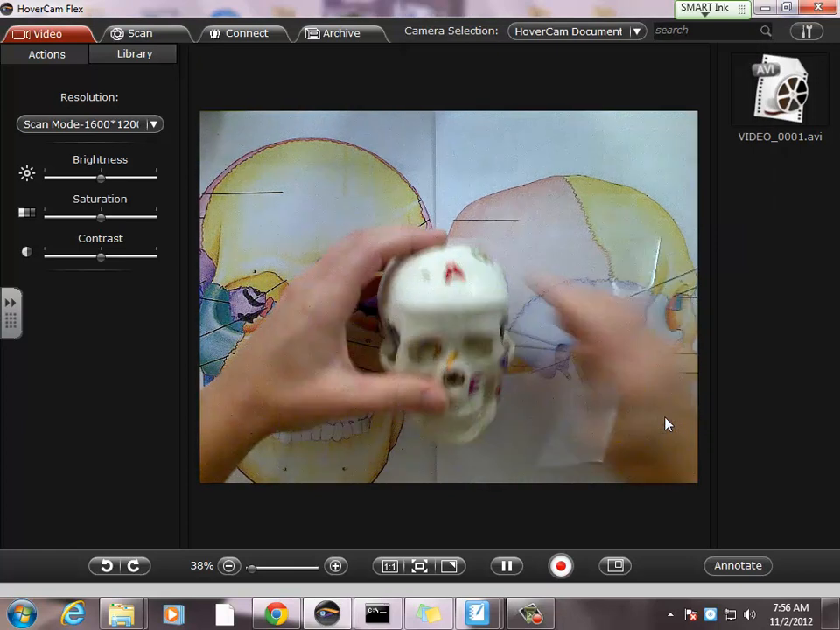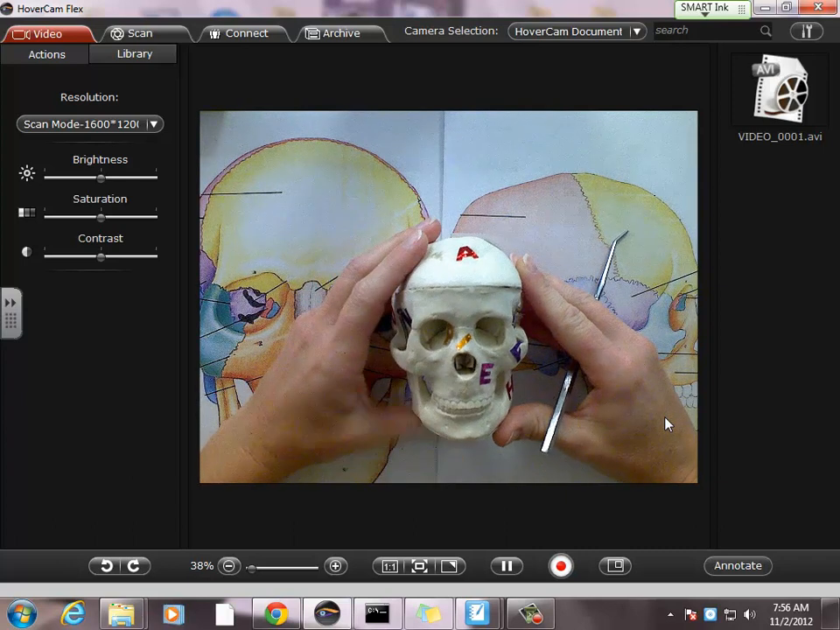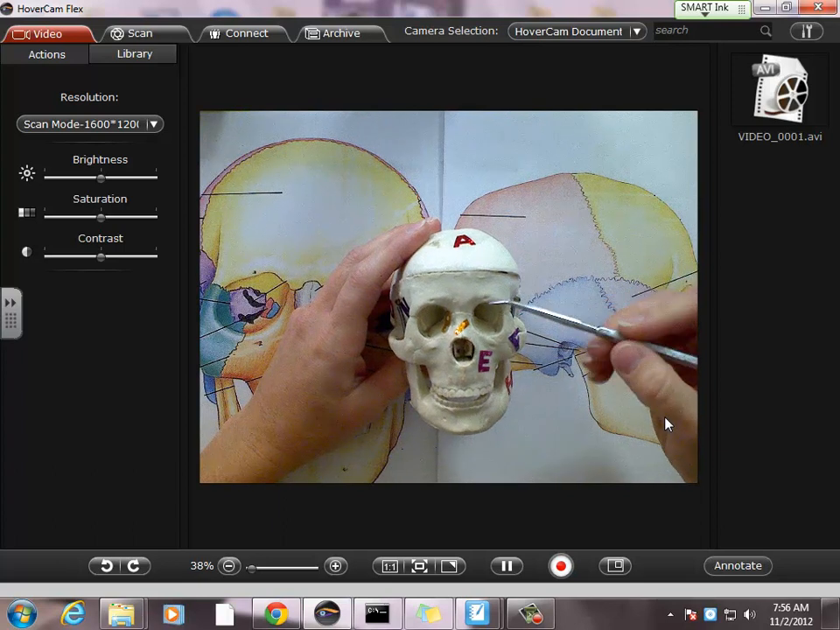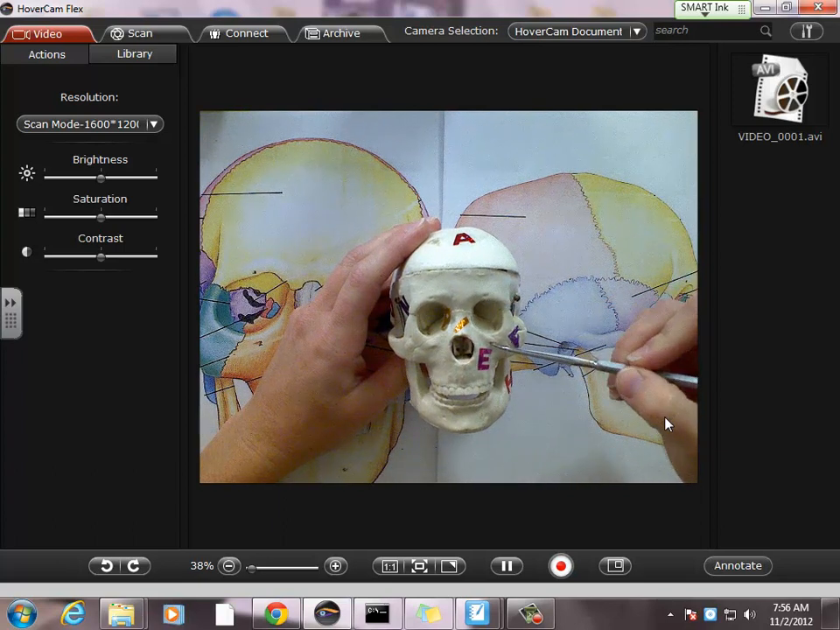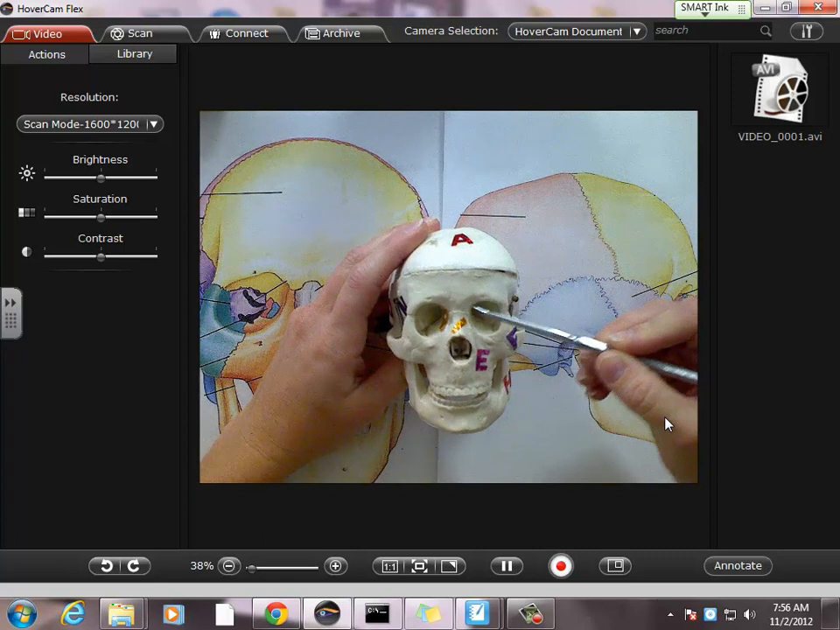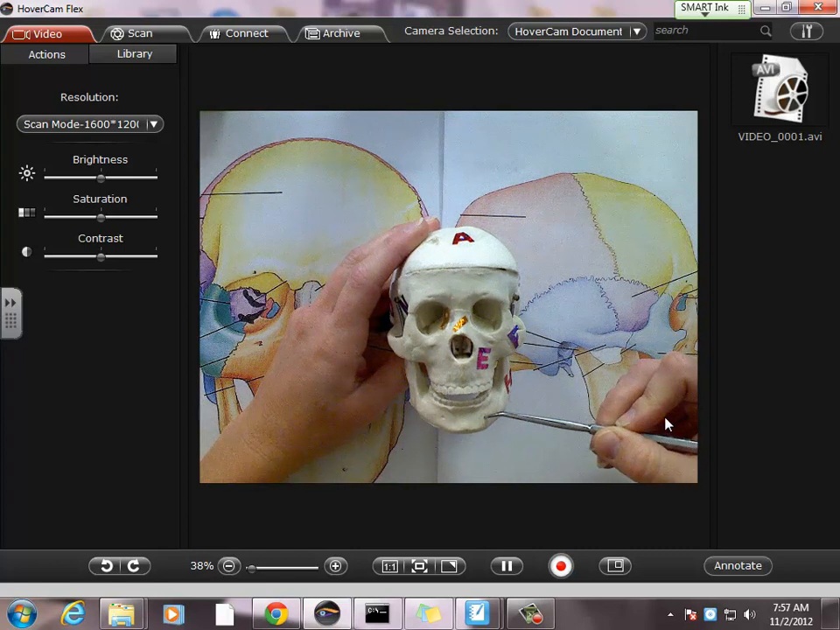So let's take a look at the anterior skull and identify some specific structures that can be seen. First of all, let's start with a few openings. These small openings are openings for blood vessels, and they're called foramens. This one is called the supraorbital foramen. This one here is called the infraorbital foramen, and this one is called the mental foramen.